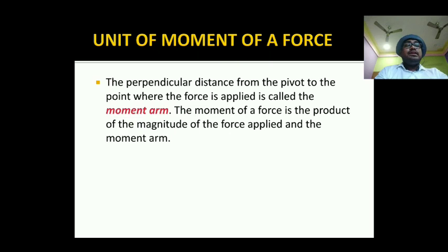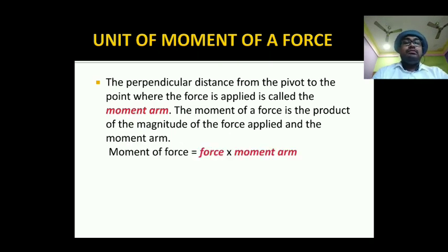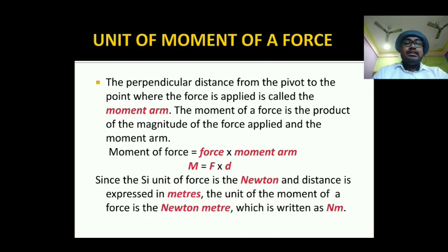Next, we have the unit of moment of a force. The perpendicular distance from the pivot to the point where the force is applied is called the moment arm. The moment of a force is the product of the magnitude of the force applied and the moment arm. So, moment of force is equal to force times moment arm. We can write M = F × d. Since the SI unit of force is the Newton and distance is expressed in meters, the unit of the moment of a force is the Newton meter, which is written as N m.